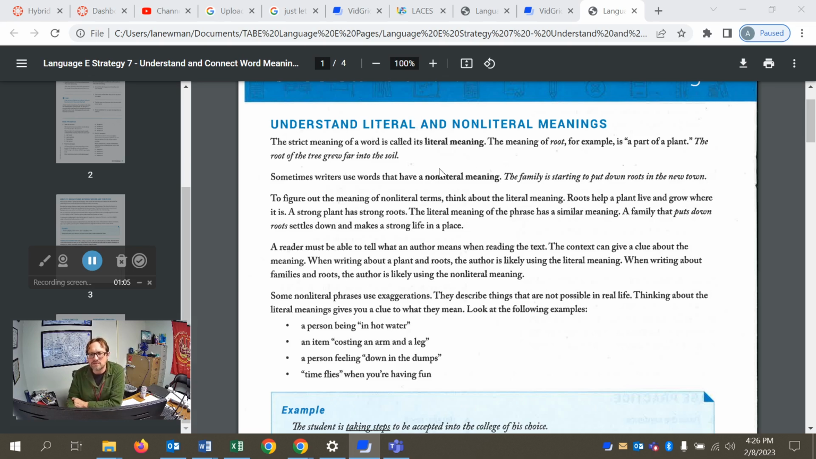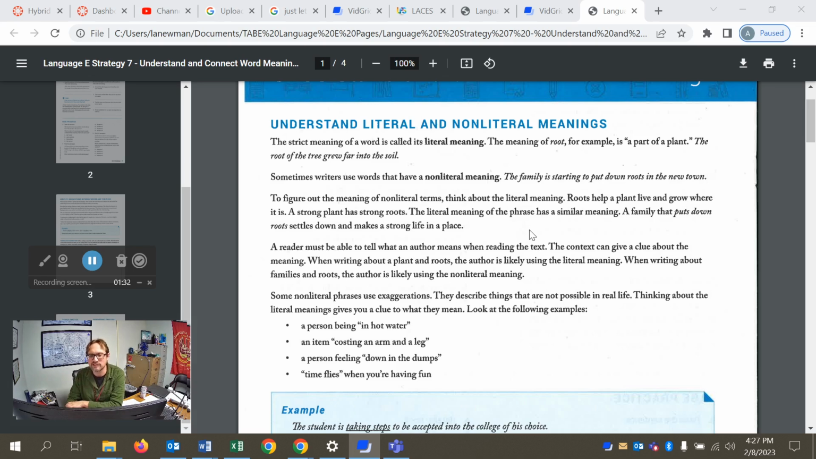Okay, so the strict meaning of a word is called its literal meaning. That's the dictionary definition. The meaning of root, for example, is part of a plant. The root of the tree grew far into the soil. Sometimes writers use words that have a non-literal meaning. The family is starting to put down roots in the new town. To figure out the meaning of non-literal terms, think about the literal meaning.